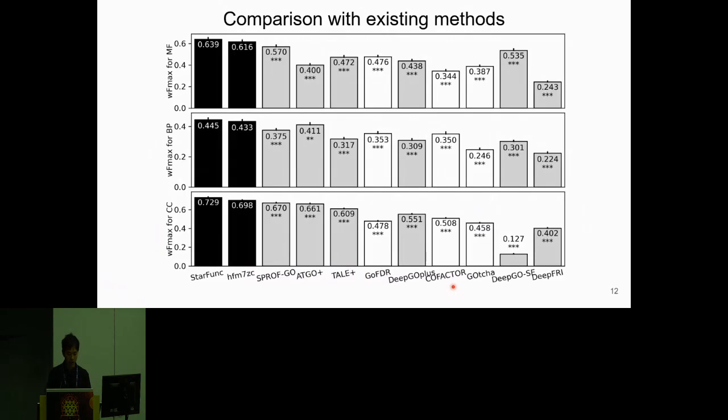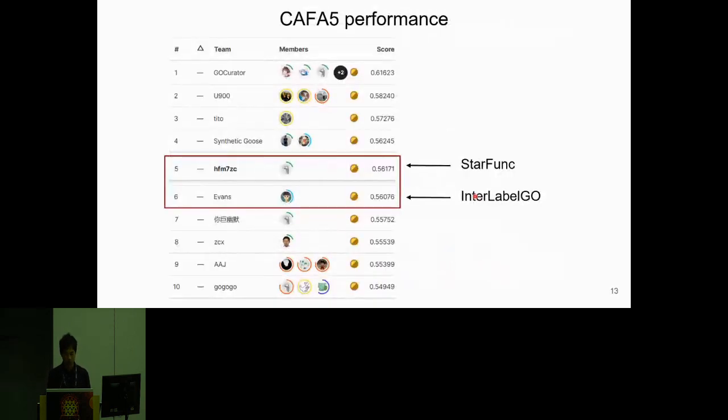On our independent test set of 2,475 no-knowledge and limited-knowledge proteins, the final StarFunc pipeline is consistently better than the preliminary version HFM7ZC used in CAFA 5, which in turn is better than other existing deep learning models shown in gray and template-based methods shown in white. And StarFunc participated in CAFA 5 as team HFM7ZC, while the deep learning model InterLabelGO participated as team Evans, and the two teams were ranked 5th and 6th among more than 1,600 teams.